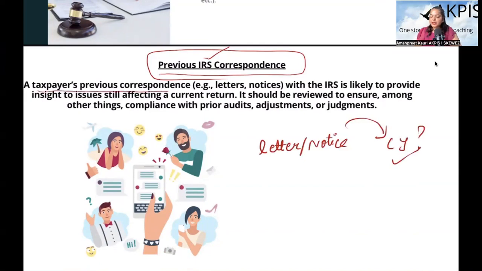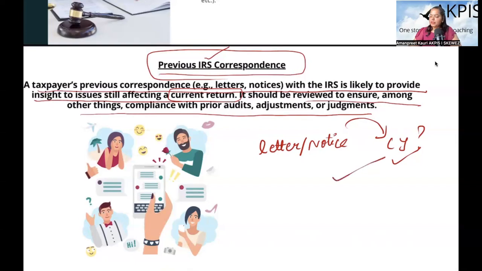So a taxpayer's previous year correspondence for any notice and all is likely to provide an insight into issues still affecting a current return, right? And it should be reviewed to ensure, among other things, compliance with prior audits, adjustments, or judgments. So that means if certain modifications or any kind of changes, adjustments, and audits are required, prior audits give you additional information as to what kind of impact it will have in the current year. So previous notices or letters from the IRS may have an impact on the current year return. So that's why they are really very important to be referred to, right?